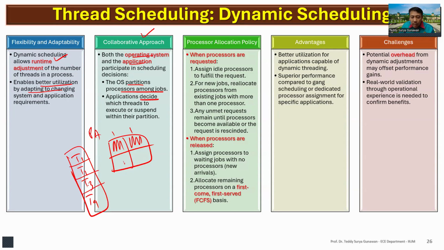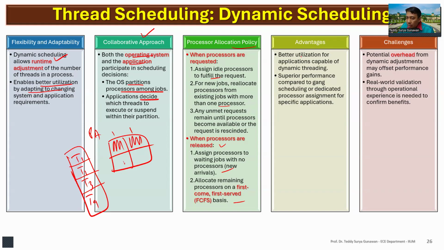Is it T1 and T3? Is it T2 and T1 and so on? Okay. So the processor allocation policy: when a process requests, you assign another process to fulfill the request. For a new job, they allocate a processor from an existing job with more than one processor, and you need to check again if it is available or not. If not, then the request is idle. Okay, you need to wait. Also, when processors are released, assign the processor to a waiting job with no processors for new arrival, and otherwise we can use first come first serve.